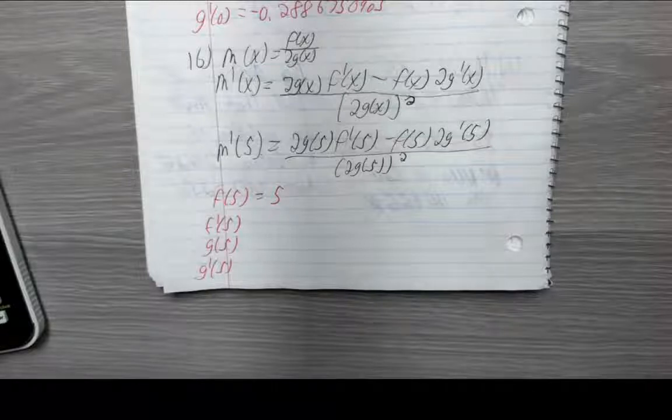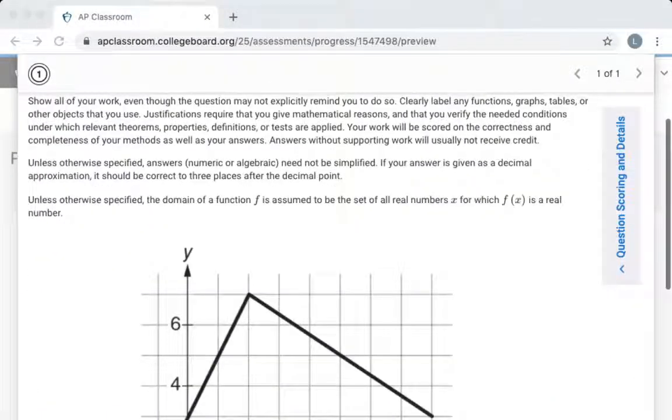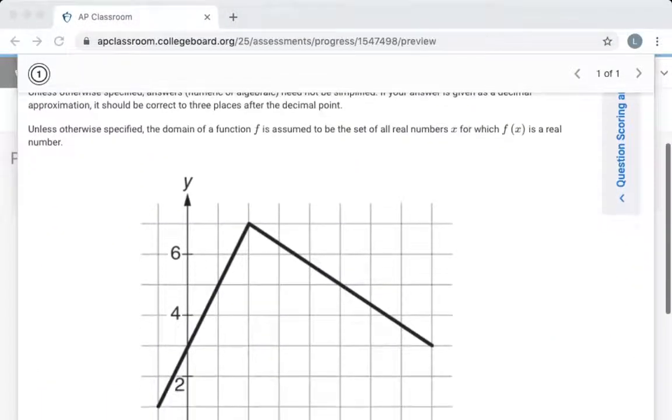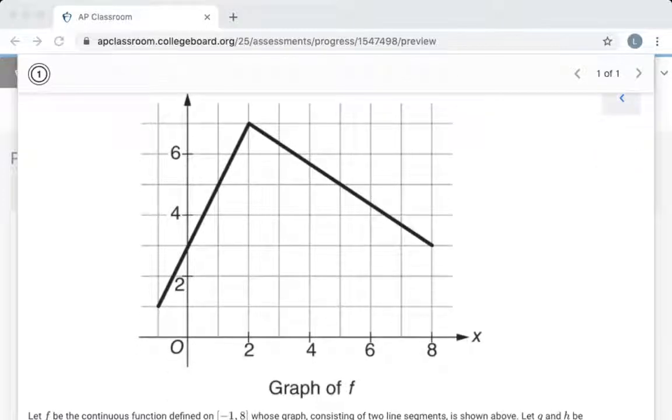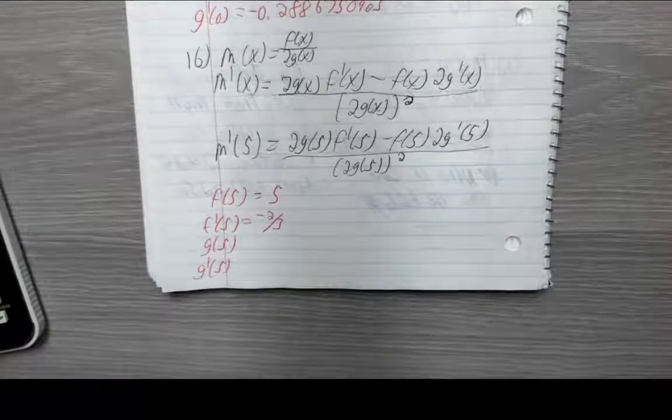F prime of 5, just like before, last problem, we're just looking at that graph. Okay, so I'll actually go to the screen here. We're looking at this graph, and we go to x equals 5. Now we'll see we're using a different line, so the slope's going to be different, but same thing, rise over run. In this case, you're going to get the rise over run is negative 2 divided by 3. Okay, so the slope of that line is negative 2/3.